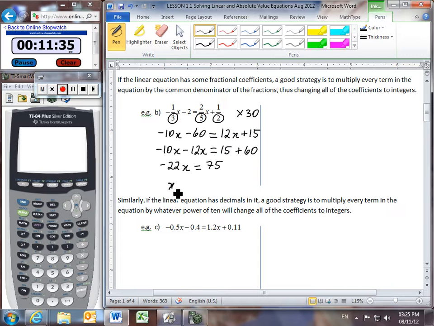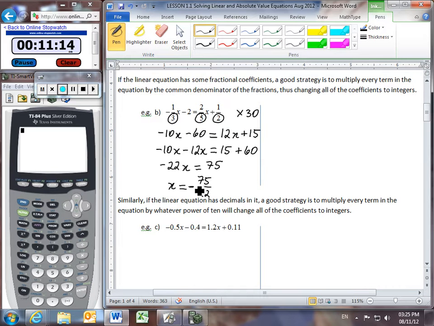Divide both sides by -22. And I get a final answer of 75 over -22, but I don't want to write the negative in the denominator. Don't leave negatives in the denominator. You can put them in the numerator. I even prefer them in front of the whole fraction, but either one, numerator or in front. Don't leave them in the denominator.